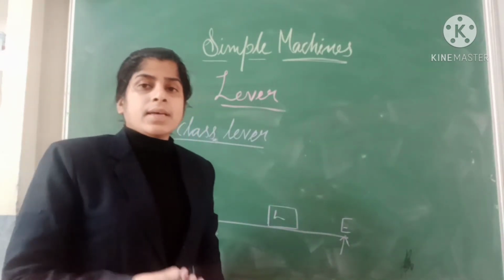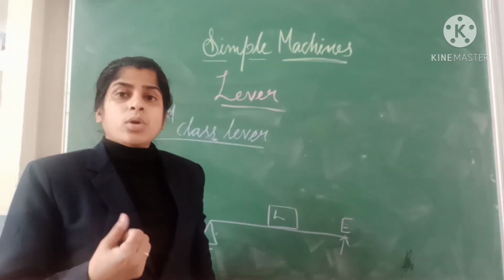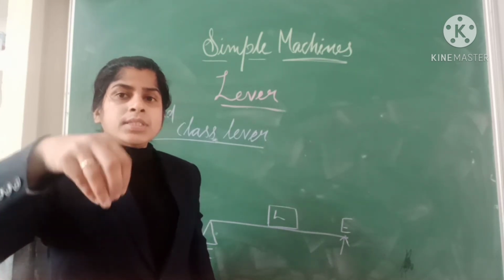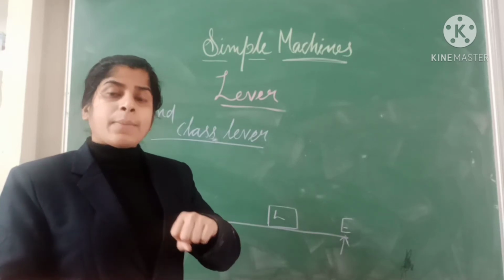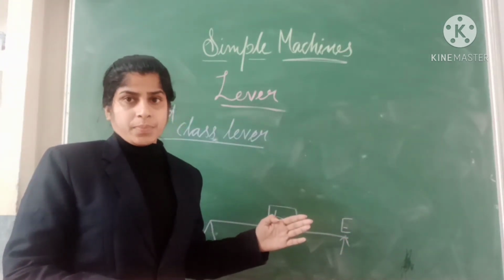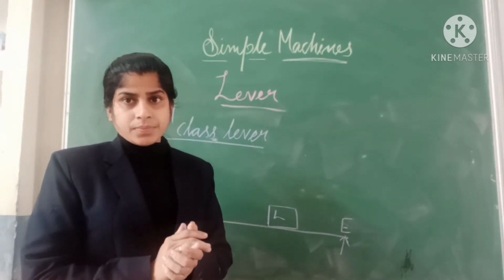Which one is an example? Give me one example of a second class lever. In your trolley bags, the rotating part, the wheels, is at one end, and where you apply the force is the other end, the effort. So where is the load? The load is in the center.